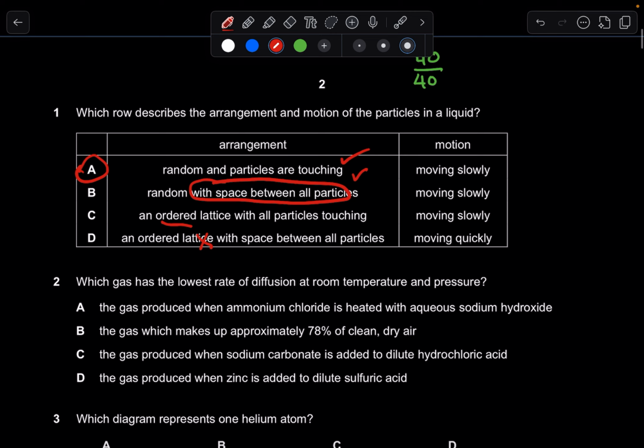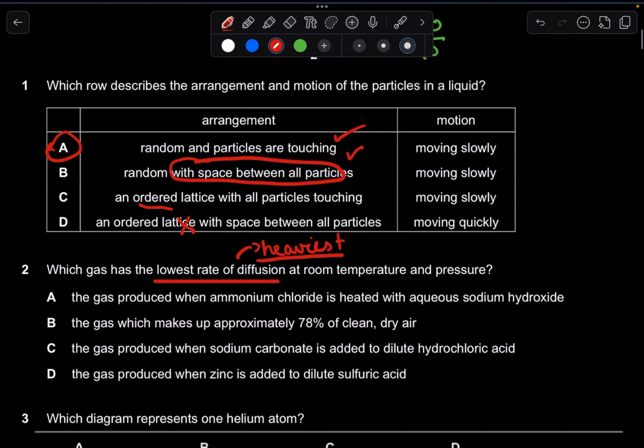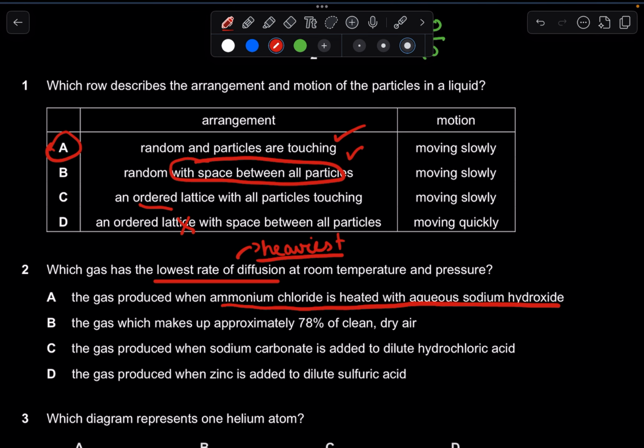Okay, which gas has the lowest rate of diffusion at room temperature and pressure? You should know that the lowest rate of diffusion is going to be of the heaviest gas. The heavier you are, the slower your rate of diffusion. So, a gas produced, okay, now we are given some hints and we have to guess the gas ourselves. A gas produced when ammonium chloride is heated with aqueous sodium hydroxide.